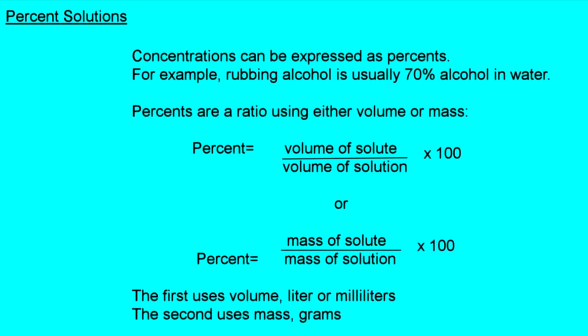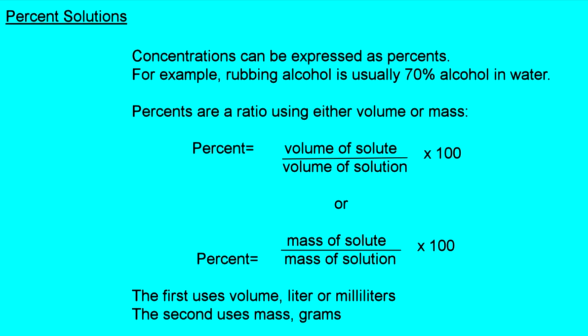All right, and finally, let's just talk about percent solutions. It's just another way that concentrations are expressed. Right now, if you go into your medicine cabinet, you may have some rubbing alcohol. It probably says 70% alcohol on it. So that's a 70% solution. That's a measure of concentration.